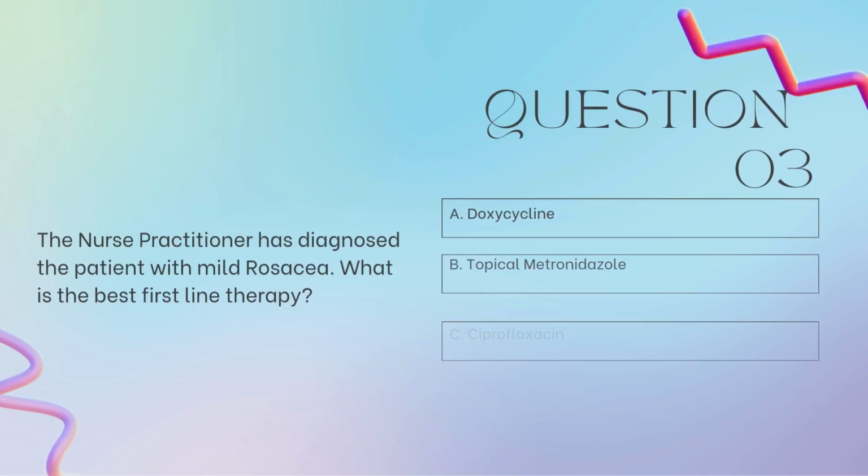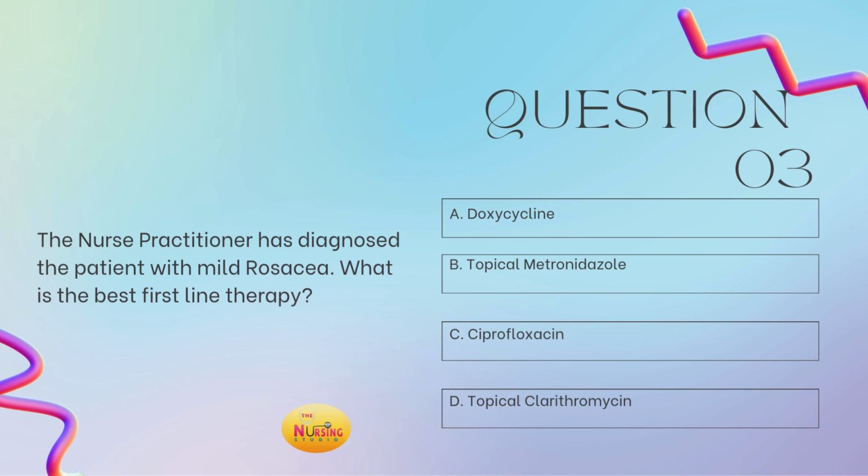And then question number 3: The nurse practitioner has diagnosed the patient with mild rosacea. What is the best first-line therapy? Is it A, doxycycline? Is it B, topical metronidazole? Is it C, ciprofloxacin? Or D, topical clarithromycin? Take a moment and tell me what you got.